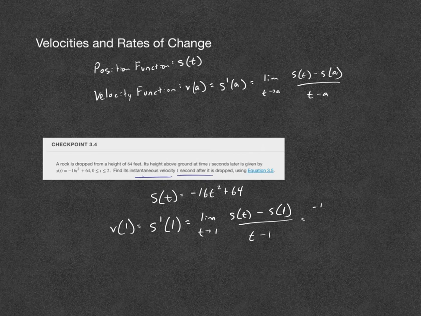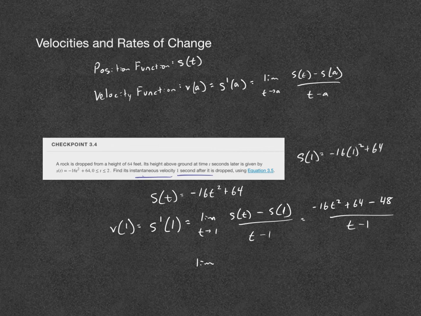My s function, negative 16t squared plus 64 minus s of 1. So what is the position of this rock after 1 second? S of 1 is negative 16 times 1 squared plus 64. 64 minus 16 is 48. So 64 minus 48, divided by t minus 1. All right, well, let's keep going here.